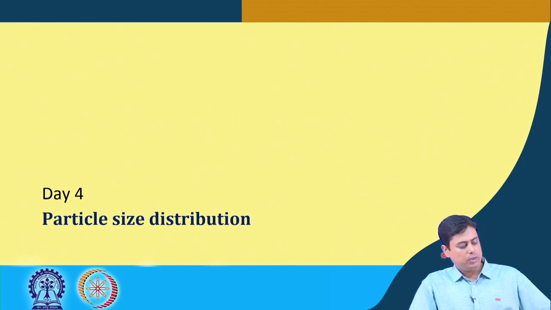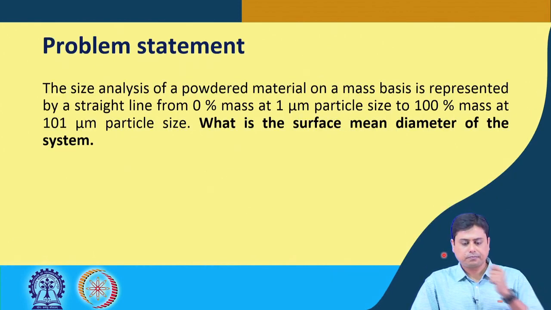So let's start with the first problem. This problem statement says the size analysis of a powdered material on a mass basis is represented by a straight line from 0% mass at 1 micron particle size to 100% mass at 101 micron particle size. So what is the surface mean diameter of the system?